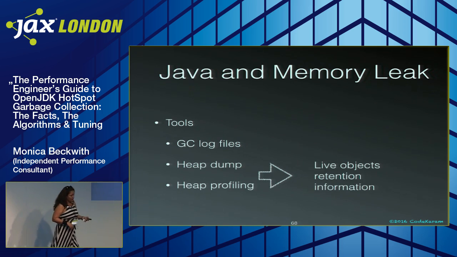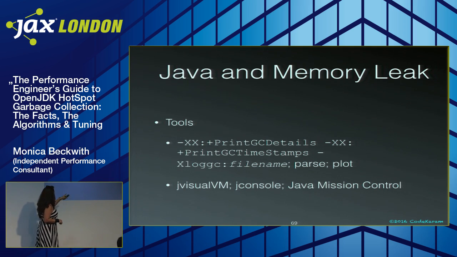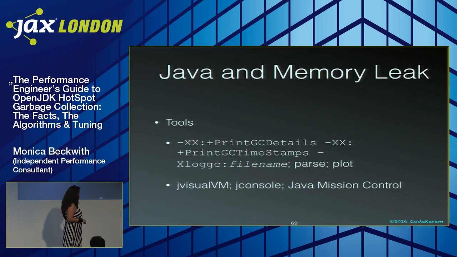So what tools do we have? We have the GC log files, of course. You can plot them, and I'll show you an example. We have heap dumps. We can do heap profiling. We can look at live object retention information. And so those are the options that you can use. Print GC details, print GC timestamps, very simple. Give it a log GC file name, and then parse and plot. Otherwise, for the live object retention, you can also use JVisualVM, JConsole, Java Mission Control.